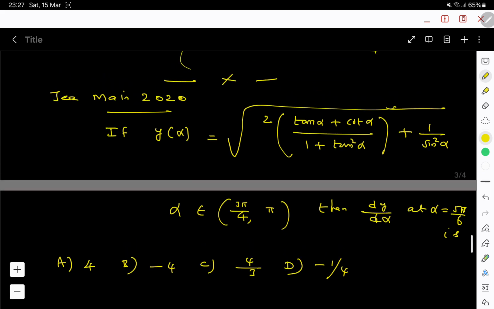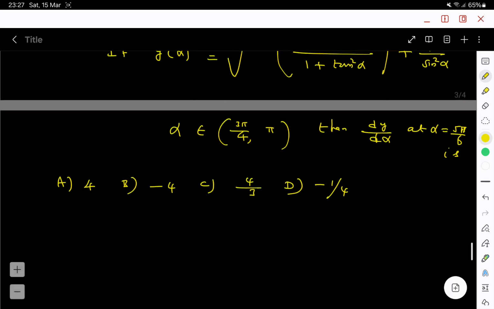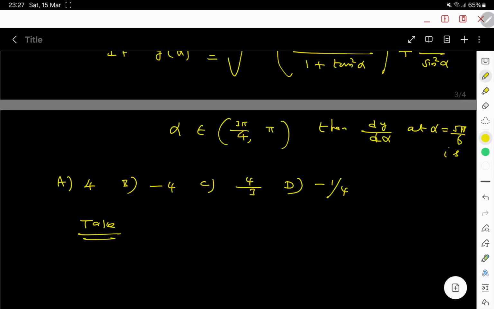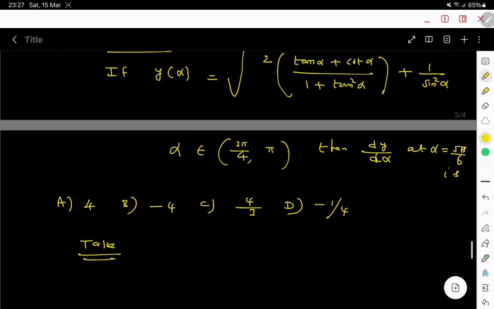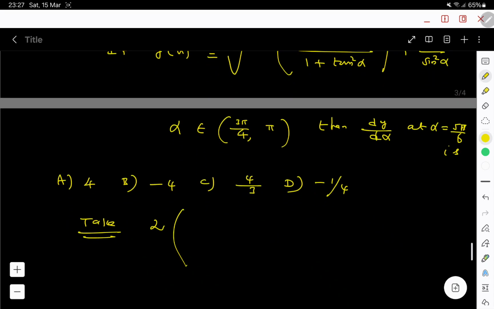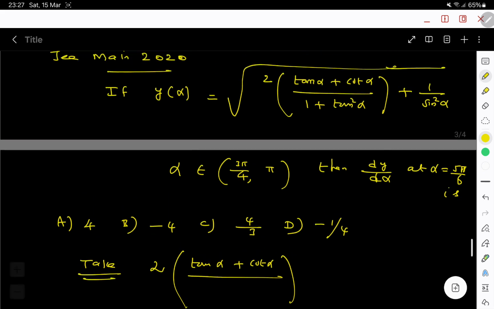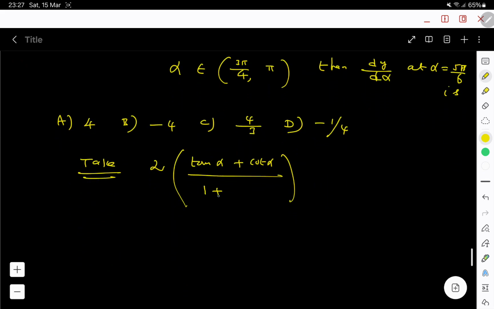First of all, I am taking the function under root and simplifying it. First we simplify the function under root and then take the square root. So 2 times (tan alpha plus cot alpha) divided by (1 plus tan square alpha) plus 1 by sin square alpha.